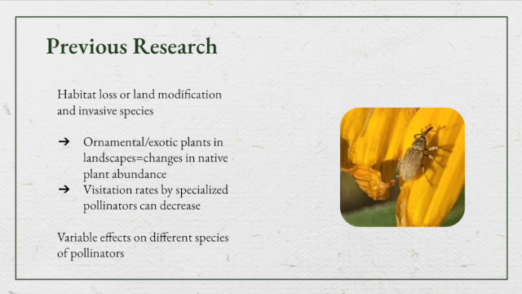Similarly, visitation rates by specialized pollinators can decrease due to the abundance of exotic plant species and intensity of land use, leading to the decline of specialized vegetation and the promotion of generalist plants and pollinators. However, the effects of intensity of land modification can have variable effects on different species of pollinators since they all have such diverse life histories.